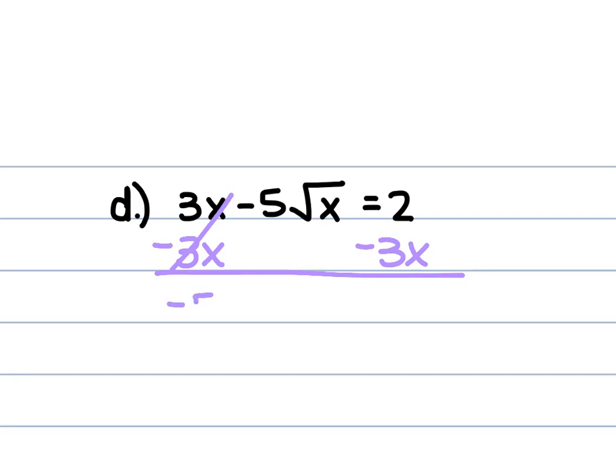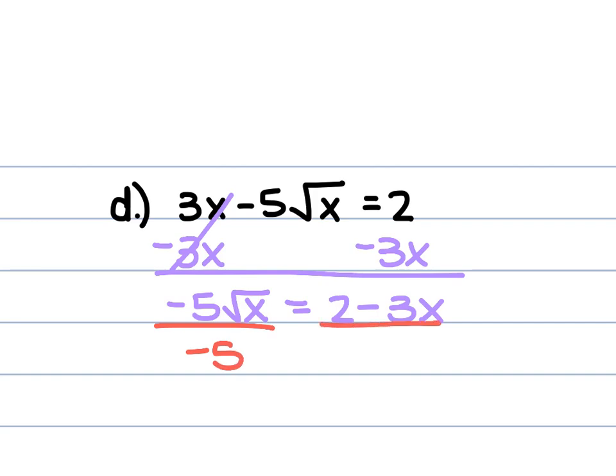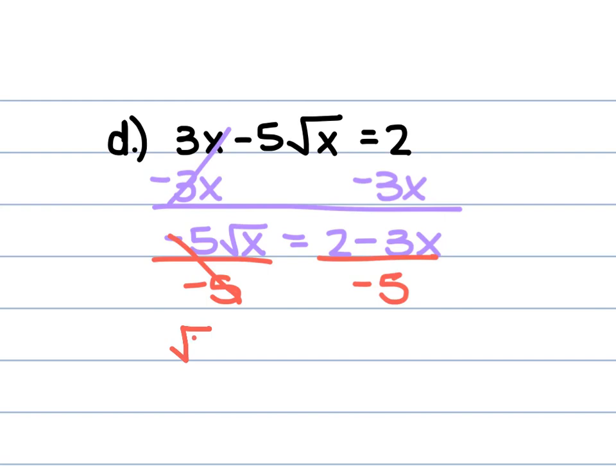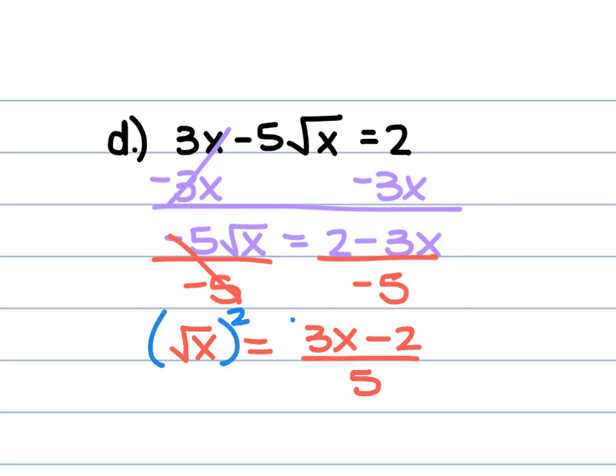This is going to leave us with negative 5 square root x is equal to 2 minus 3x. Then we're going to divide each side by the negative 5. We can actually rewrite this as the square root of x is equal to 3x minus 2 over 5. So I just switched the order on the top and changed the sign to make sure that 5 was positive underneath. From here, we're going to take the square of both sides.